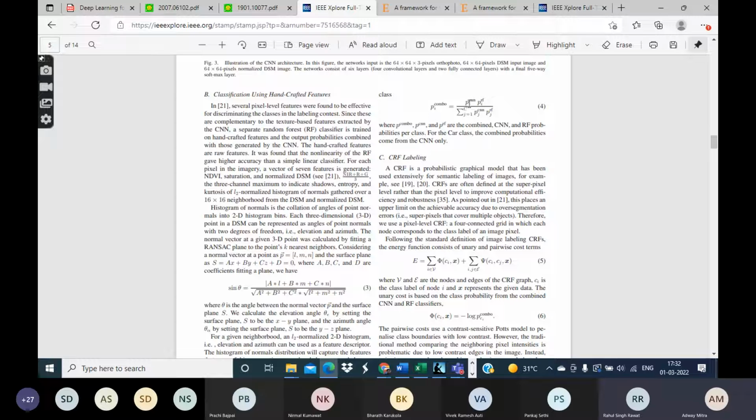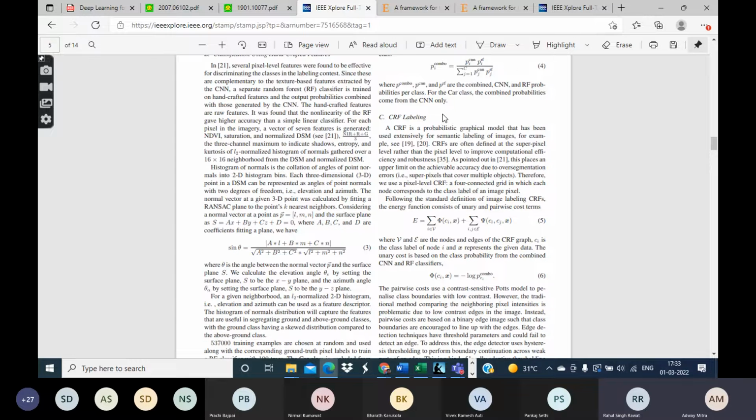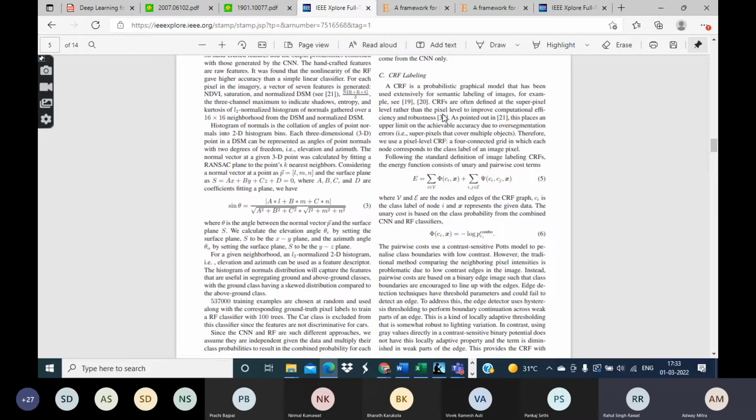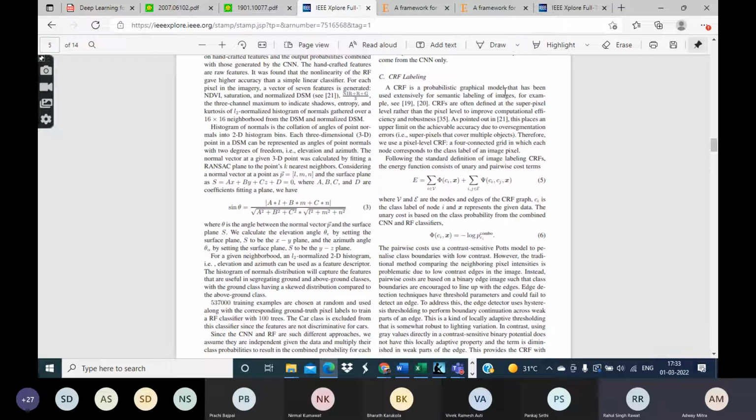what they are saying is that they get different probability distributions from different versions of the CNN and other classification algorithms, and then they get a combined probability distribution from these different probabilities. They take some kind of average, and they come up with a combined probability distribution for each of the pixels. Next, what happens is the CRF, a probabilistic graphical model, is used.